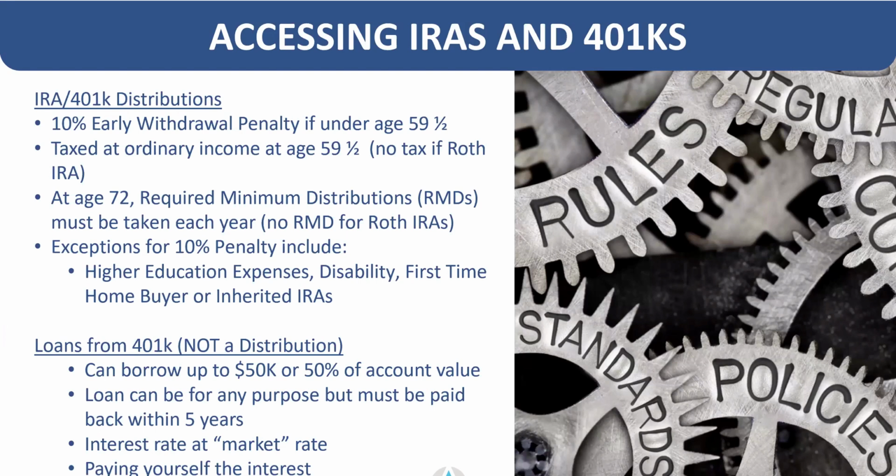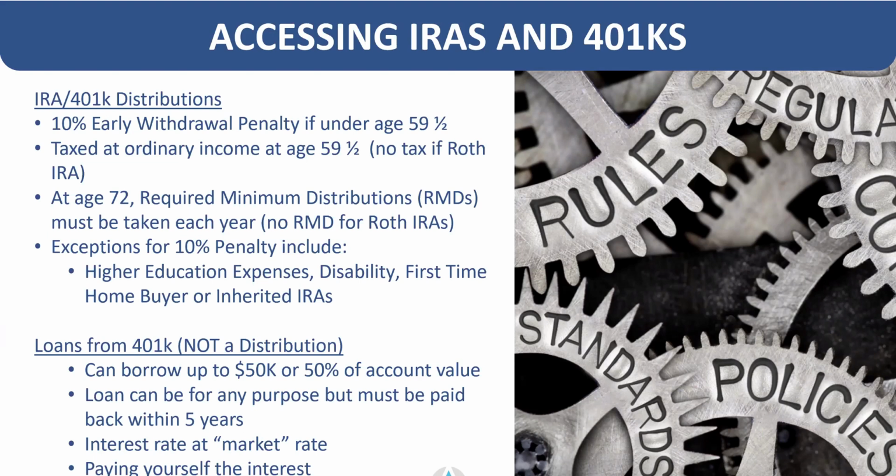Now, as far as taking money out of an IRA or 401k, if you take money out personally, if you're under 59.5, you're subject to a 10% early withdrawal penalty. And then you also are taxed at ordinary income. So if I pull out $50,000 from my IRA today, I'm under 59.5, I get a 10% penalty on that money. And that 50,000 I pull out is also taxed at my ordinary income level. At age 72 with these accounts, you are required to start distributing from those accounts. So you don't have to take distributions at all until you reach age 72.